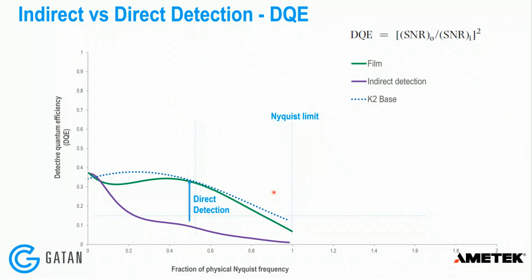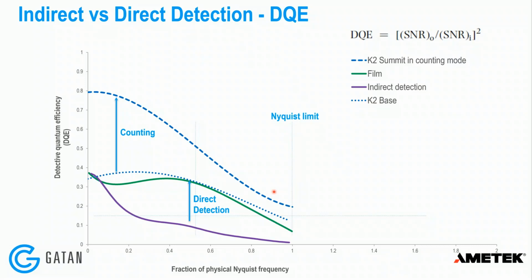But then we have another method, electron counting. So what does electron counting do? Counting gives a huge improvement in the DQE curve. We almost double, or more than double, the DQE performance at low to mid spatial frequencies, and we're outperforming the direct detector and the film, even right up to our Nyquist limit.